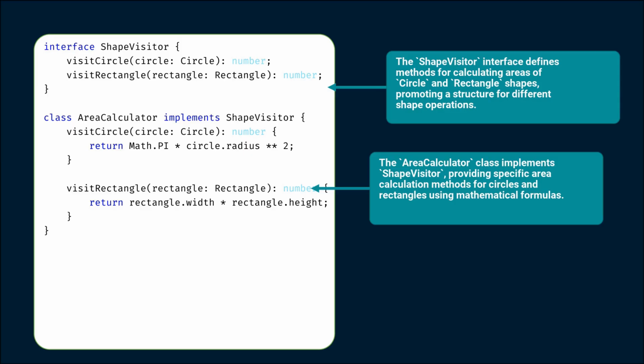Additionally, the design permits adding new visitors for different operations, like calculating perimeter, without modifying the existing shape classes, exemplifying the main benefit of the visitor pattern, enhancing functionality while preserving existing code's integrity.